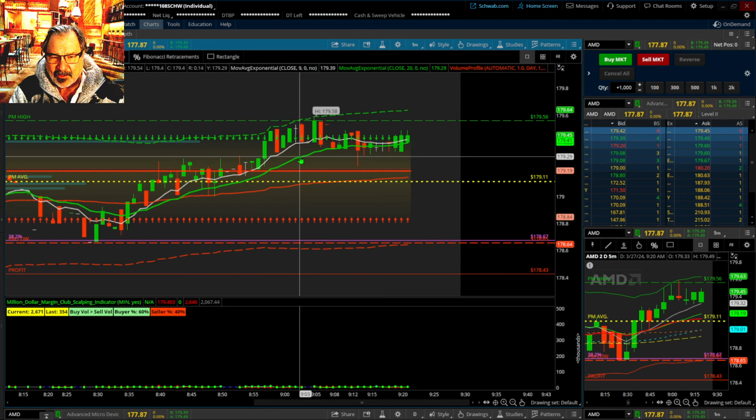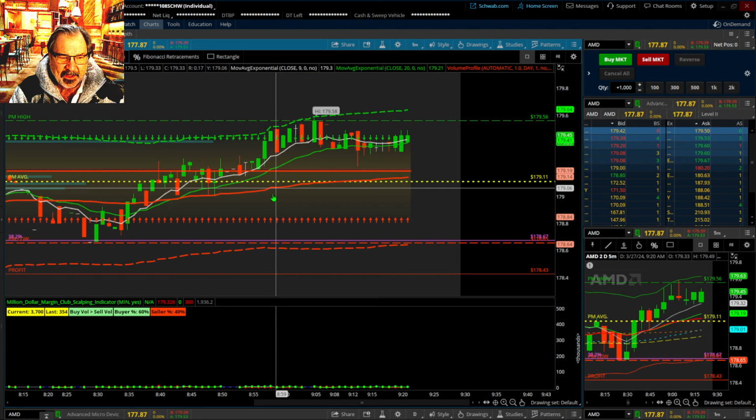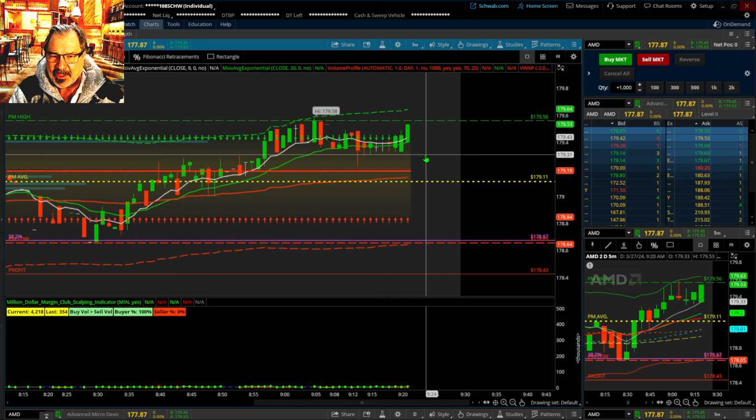Now, I do have other levels here, the 20 moving average, the 9 moving average. This is the higher part of the VWAP, and that's the lower part of the VWAP down here, and then there's the VWAP. So these are just things I use overall to see what direction it's going.